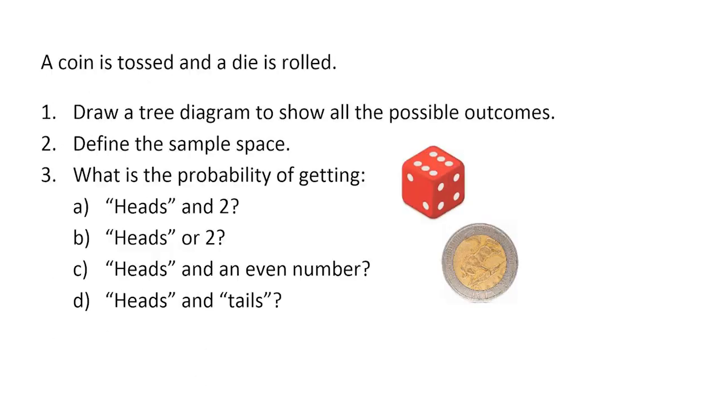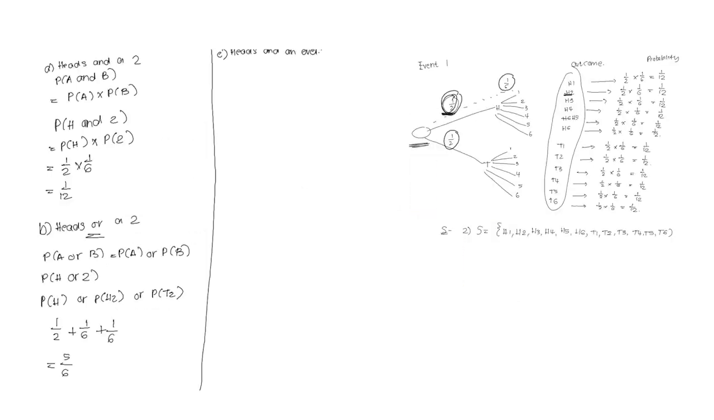The next part of the question asks us to calculate the probability of getting a heads and an even number. Okay, so we're going to look at the top section of the tree diagram, and we are looking only at even numbers. So 2, 4, and 6.